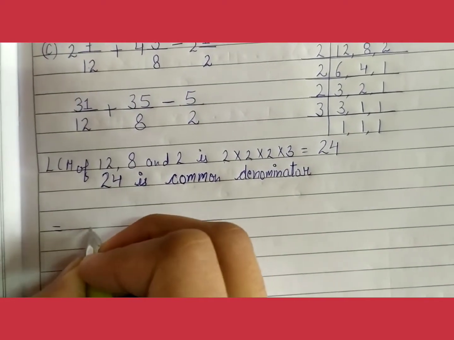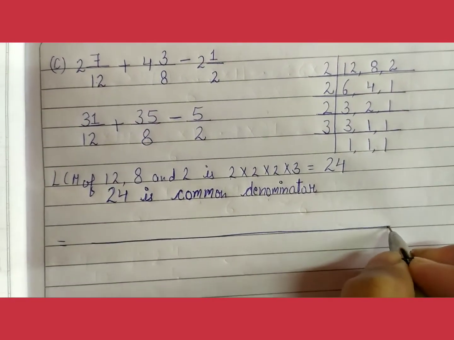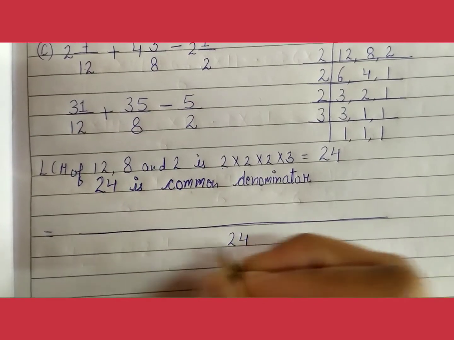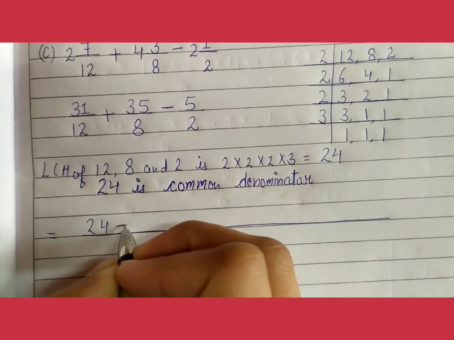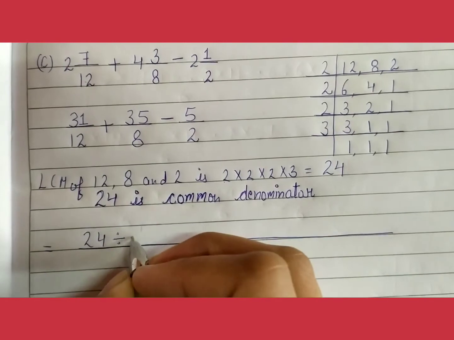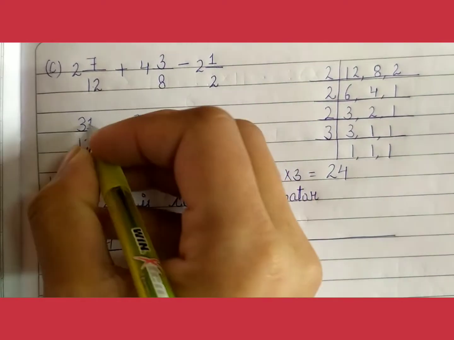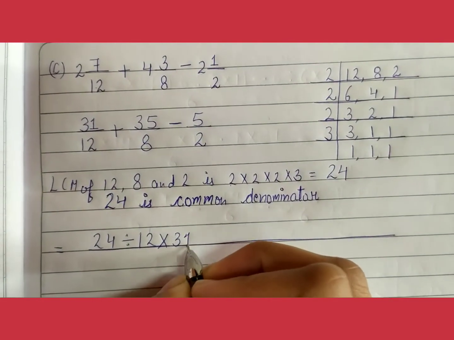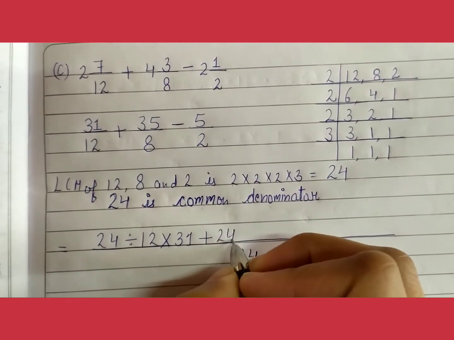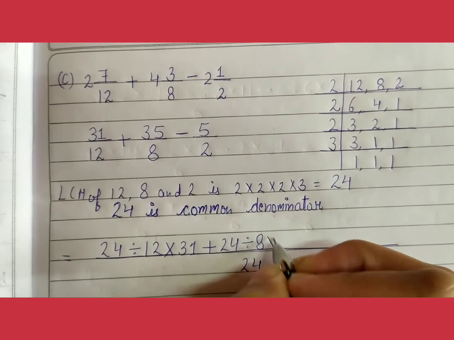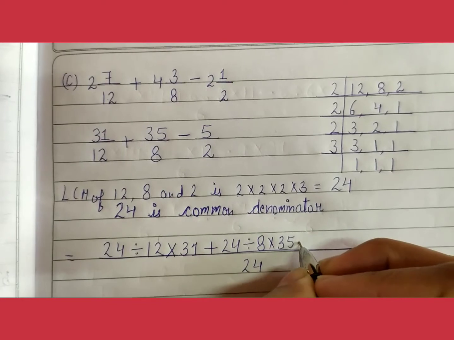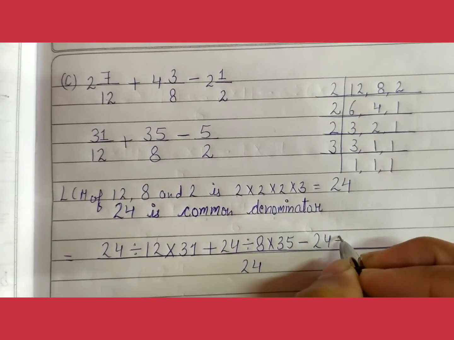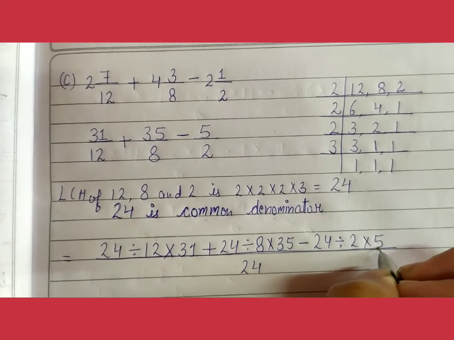Write 24 in the denominator. Again write 24 divided by 12 multiply by 31, add, again write 24 divided by 8 multiply by 35, minus 24 divided by 2 multiply by 5.